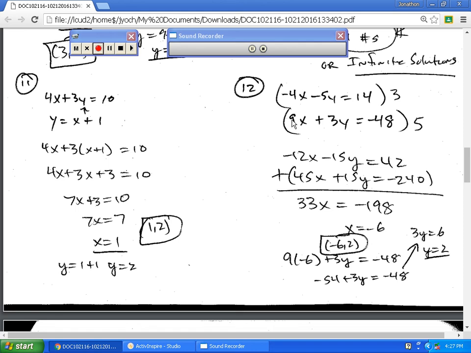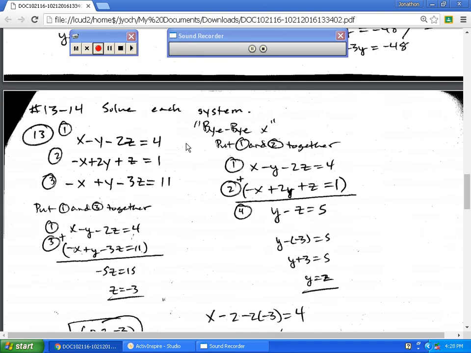Plug that into the bottom equation here maybe. You're going to get negative 54 plus 3y is negative 48. Add 54 to both sides. 3y is 6. Y is 2. Alright, so that should contain about 70%, or about 70 to 72 points on the test.